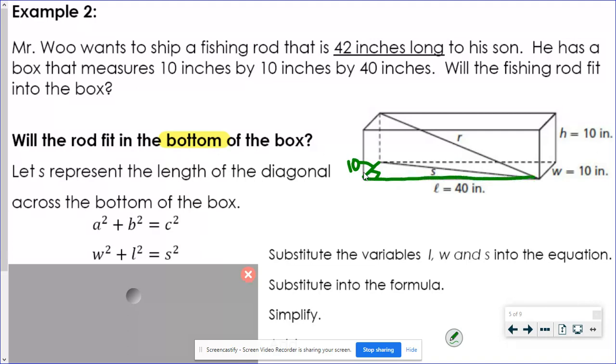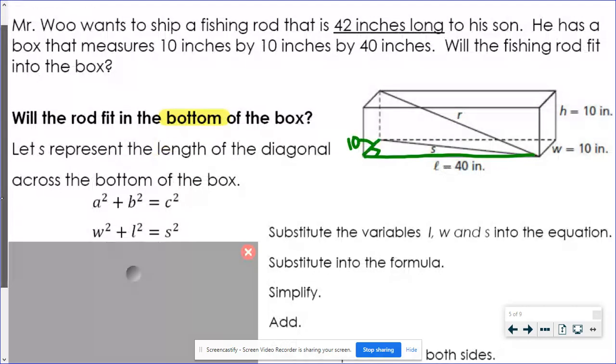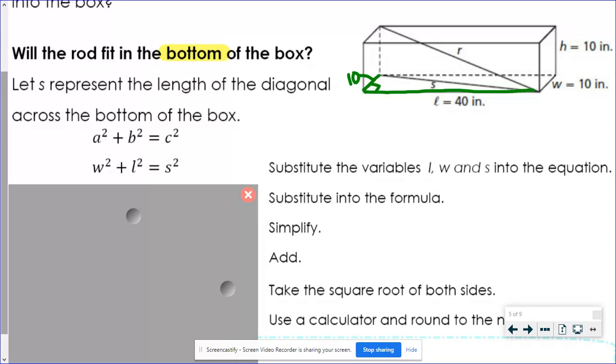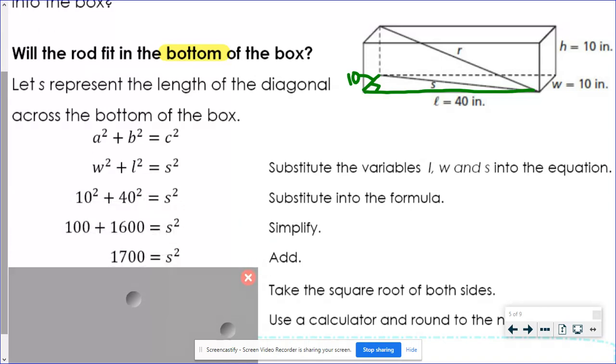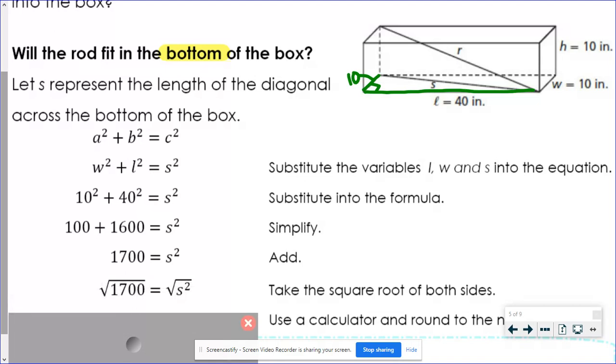Again, it doesn't really look like it, but those are my legs. So I would put those in for the length and the width, or the A and the B in this. And then 10 squared and 40 squared, we know those, and we could add those two together to get 1700. And then to solve that, we would take the square root on both sides. Again, only worrying about the positive answer. When I do that, I get about 41.2.